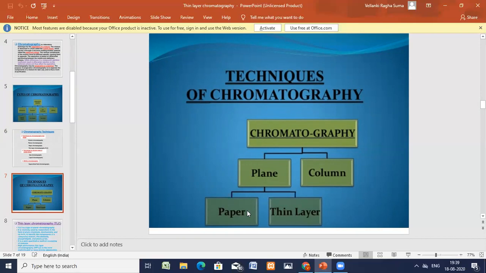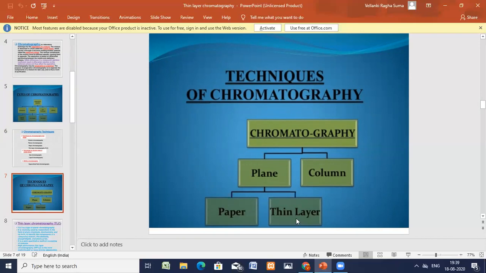There are two types of paper chromatography: paper adsorption chromatography and paper partition chromatography. Here the principle depends on the RF values. For the stationary phase, we use papers, filter papers of different numbers. That is the way we do paper chromatography.